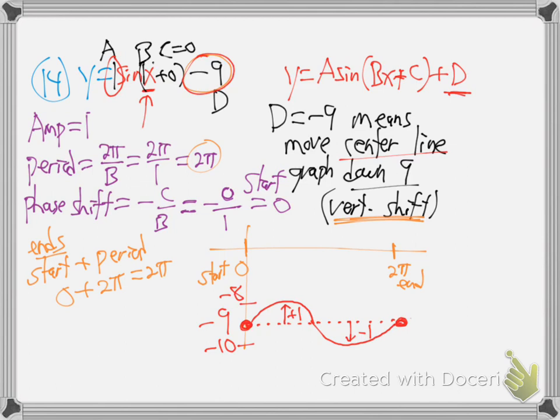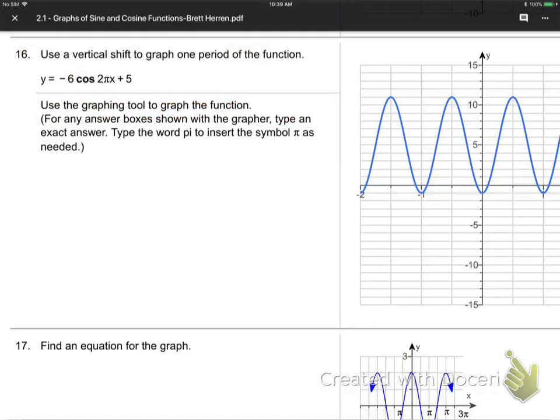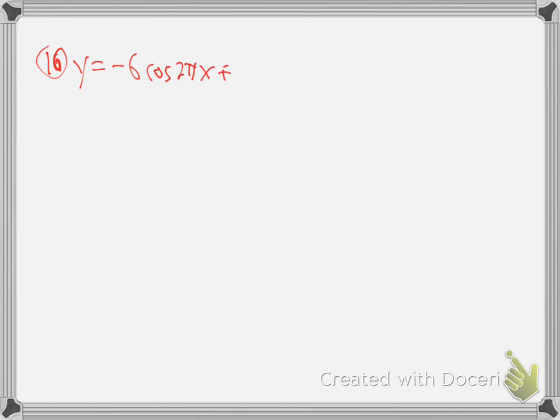Good. We'll try a little over 10 minutes. So minus 6 cosine 2 pi x plus 5. Okay, let's go through this one. Now, let's start by identifying A, B, and C. So everybody got that copied down? Minus 6 cosine 2 pi x plus 5.